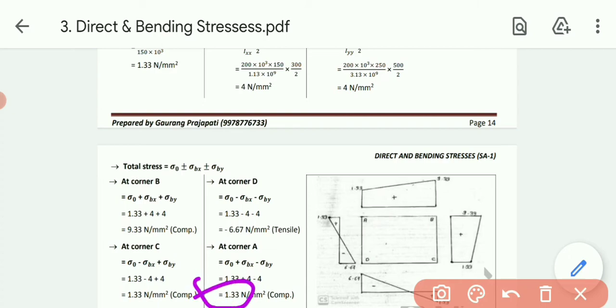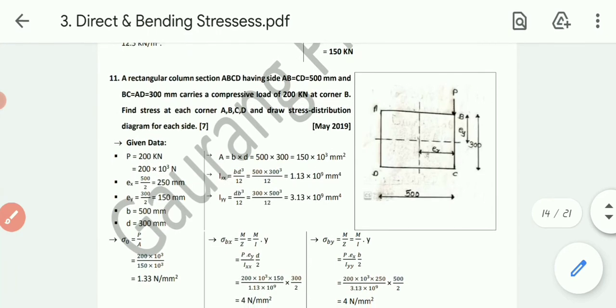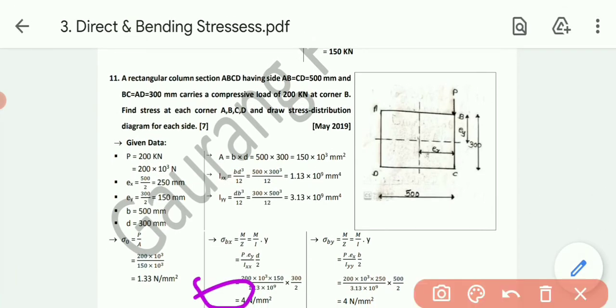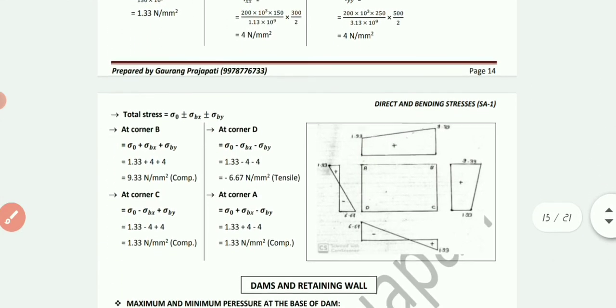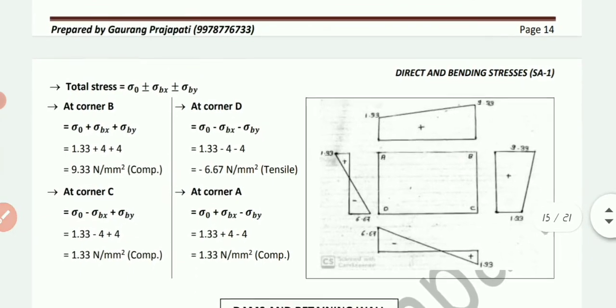So compressive. See, in the previous two examples, units were in terms of kilonewton and meter, while in this one, in the data, they have given the dimension in terms of mm. You can see over here mm. So I have kept each and every term in terms of Newton per mm square. And at the end, we need to draw the diagram.